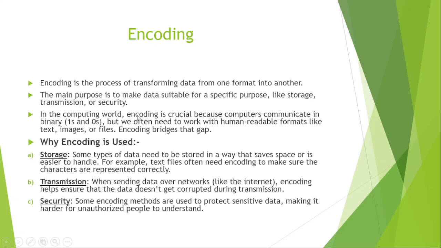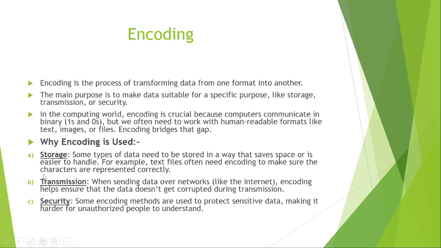So in the computing world, encoding is crucial because a computer communicates in binary, 0 and 1, but we often need to work with human readable formats like text, images or files, and encoding bridges that gap. If a human wants to communicate with the computer, or the computer wants to communicate with the human, then we need encoding to make it possible. Encoding fills the bridge between the human and the computer. Now let's understand why encoding is so important.